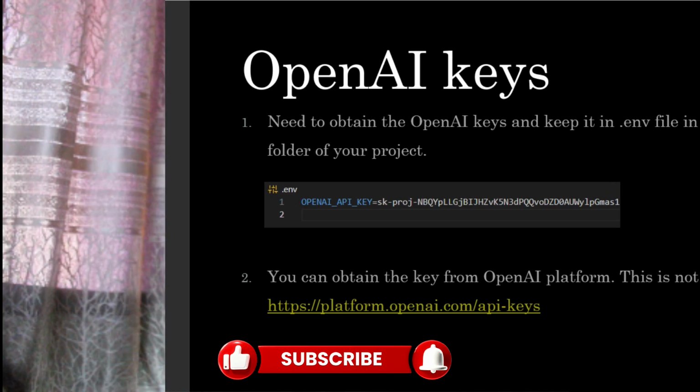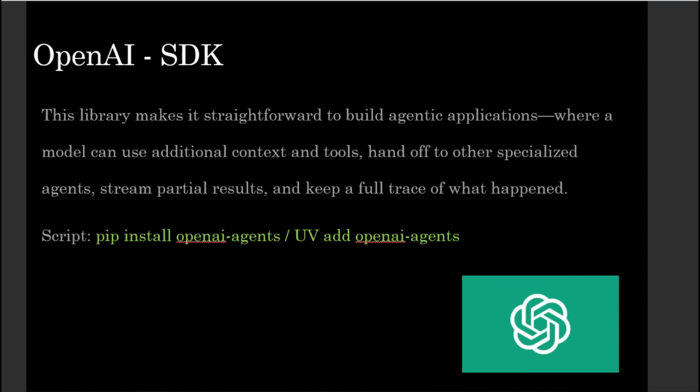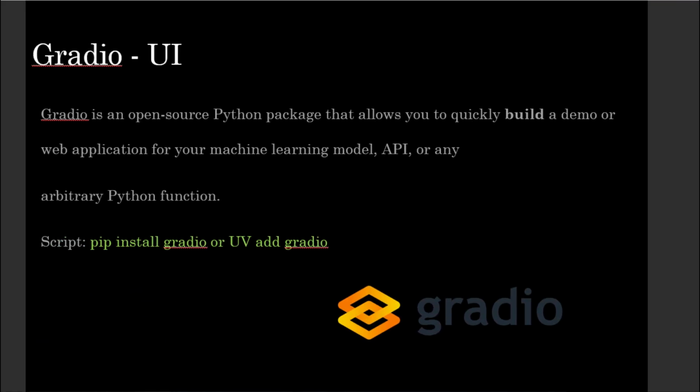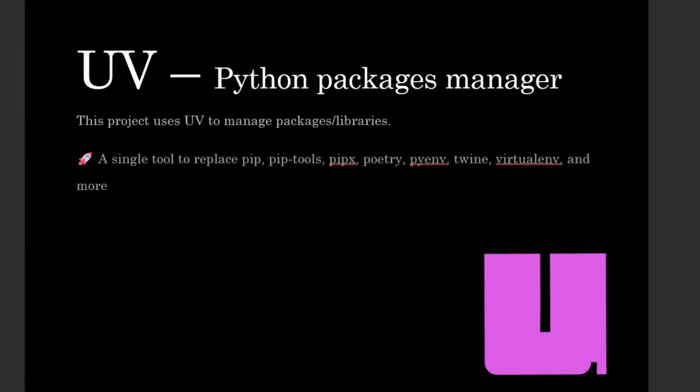Once you have that, the next step is we're going to use the OpenAI Agents SDK, along with Gradio, which is basically the UI application. And for this Python project, I'm going to use UV. I'm not going to use standard pip installation; UV is a modern replacement and a modern way to use all these environment and package related utilities. So why wait? Let's get into the code.